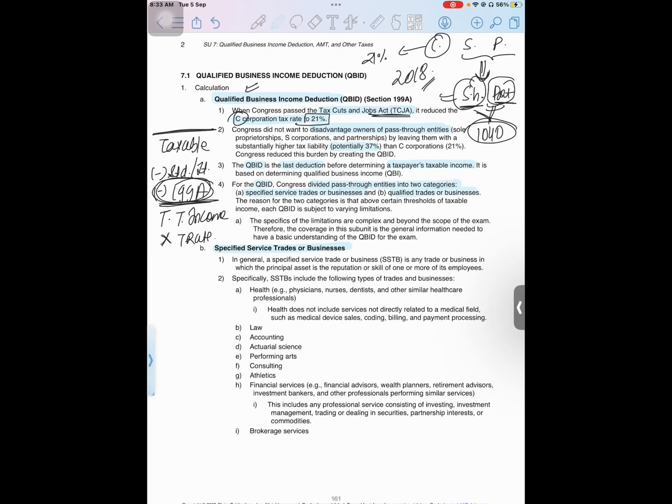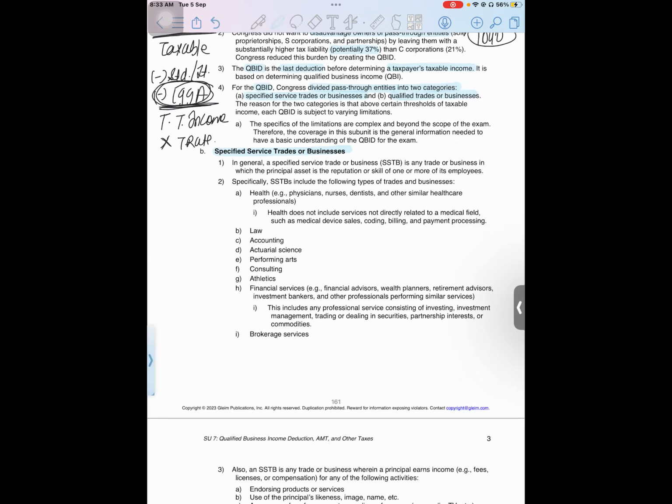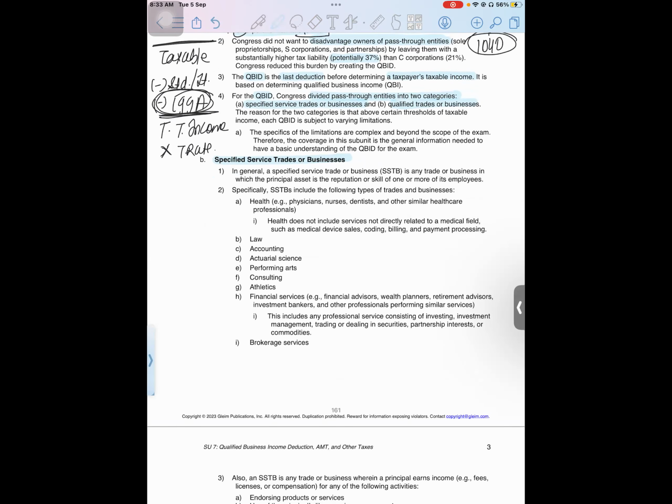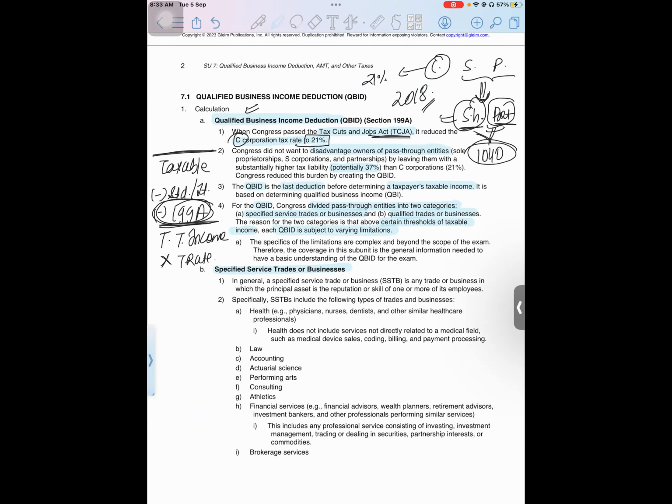Certain businesses will be providing only services and some will be providing goods, like a trading business. So they have divided this into two categories. The reason for two categories is that above a certain threshold of taxable income, each QBID is subject to varying limitations. It might be possible that if we keep the same rate of deduction, it will be unfair for those who are into manufacturing business, because they are going to have heavy W2 expenses, right? Let's say an S corp is into manufacturing business. The W2 wages paid out will be very heavy.